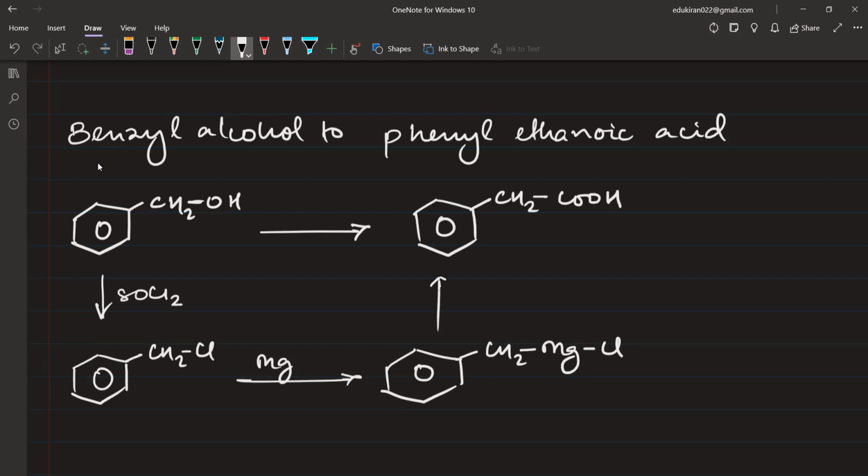Now from Grignard reagent, what you need to add? You need to add first of all carbon dioxide, right? And the second step will be H3O plus, you are going to add a carboxylic acid group here. Write this down.